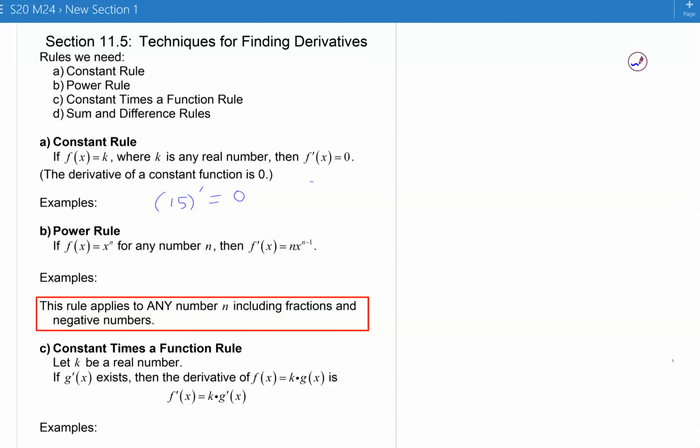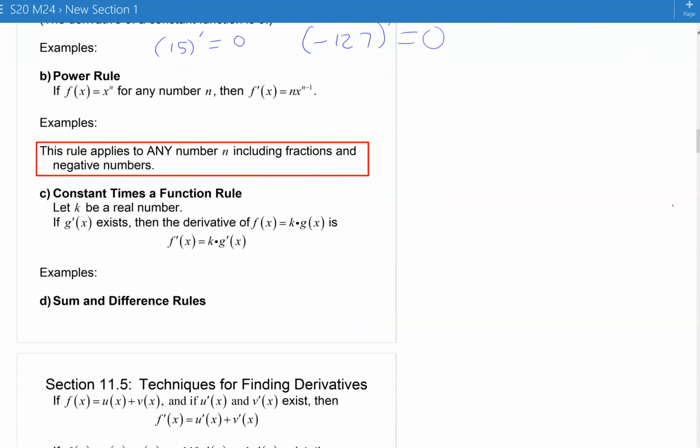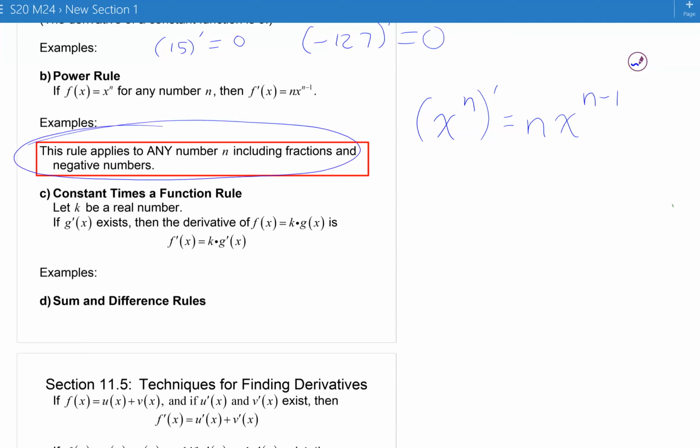So the derivative of 15 is 0, the derivative of negative 127 is 0. Any number that's added on, the derivative is 0. Then we had the power rule that said if our function looks like x to the n, then the derivative is n times x to the new power, that's 1 smaller, and this works for any number n, including fractions and negative numbers.